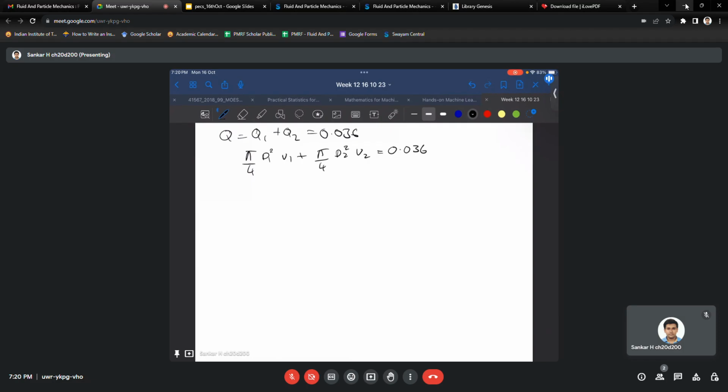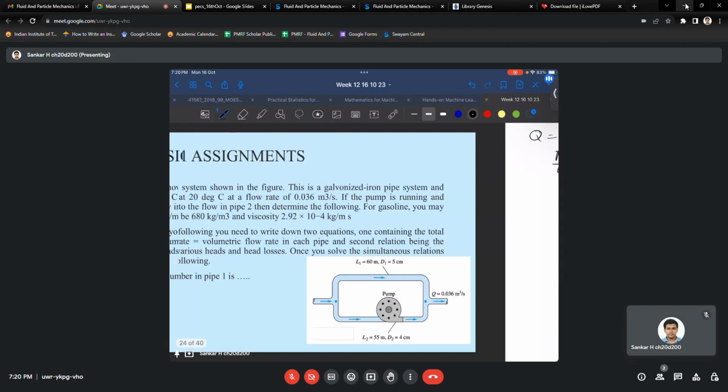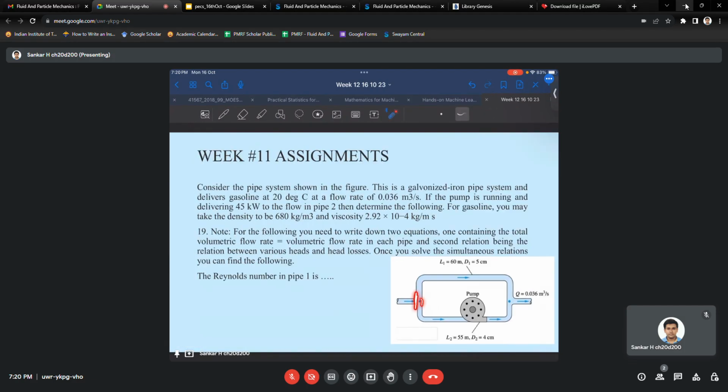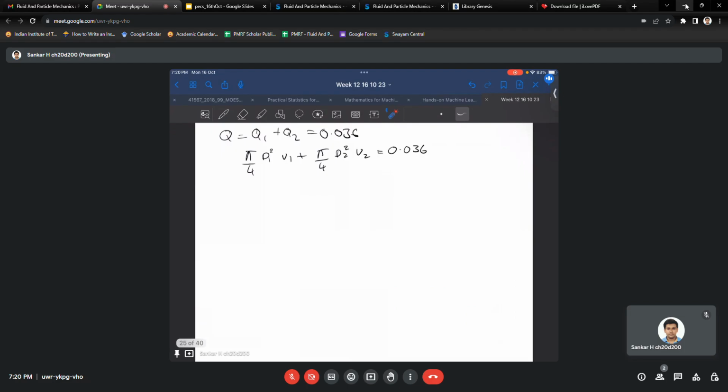Right, now we need to take one more equation, which is the pressure balance equation across these two ends. You know that the head will be matching here. If this is H1, the head loss over there, then that should match with H2 minus the head offered by the pump. So H1 should be equal to H2 minus H pump.